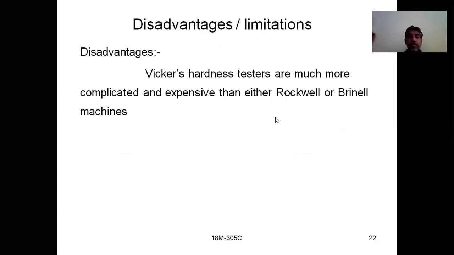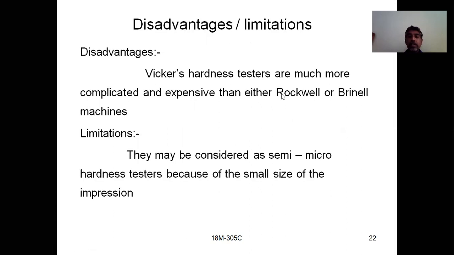And limitations. What are the limitations and disadvantages we have? Vickers hardness tests are much more complicated and expensive than either Rockwell or Brinell hardness. This is the main disadvantage. If you compare the Brinell and Rockwell hardness tests with this Vickers hardness test, the cost will be more. Why will the cost be more? It is very complicated, because you have to cut the diamond in such a way that it has 136 degrees between the opposite faces, and it should be a quadrangular pyramid. It is a difficult task. That is the complicated thing.